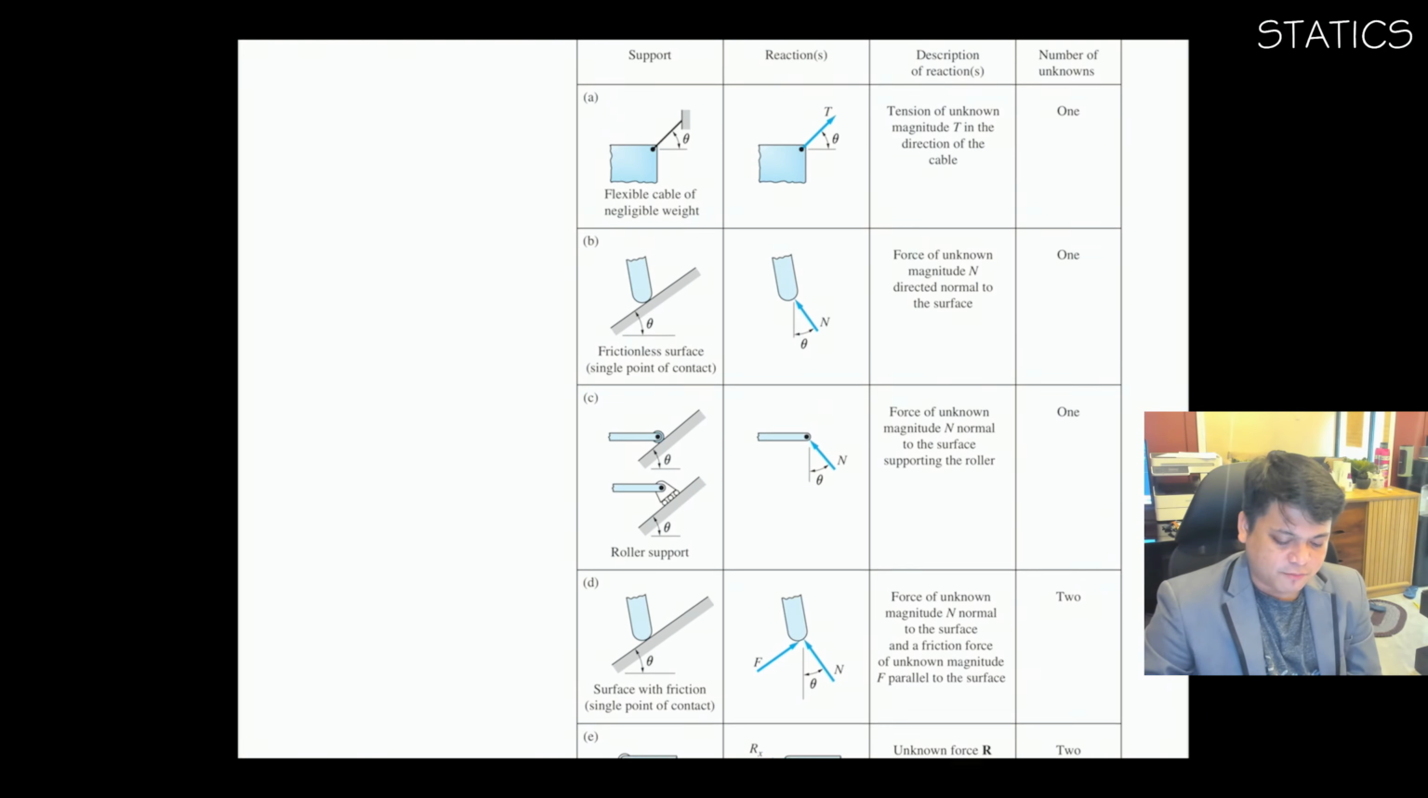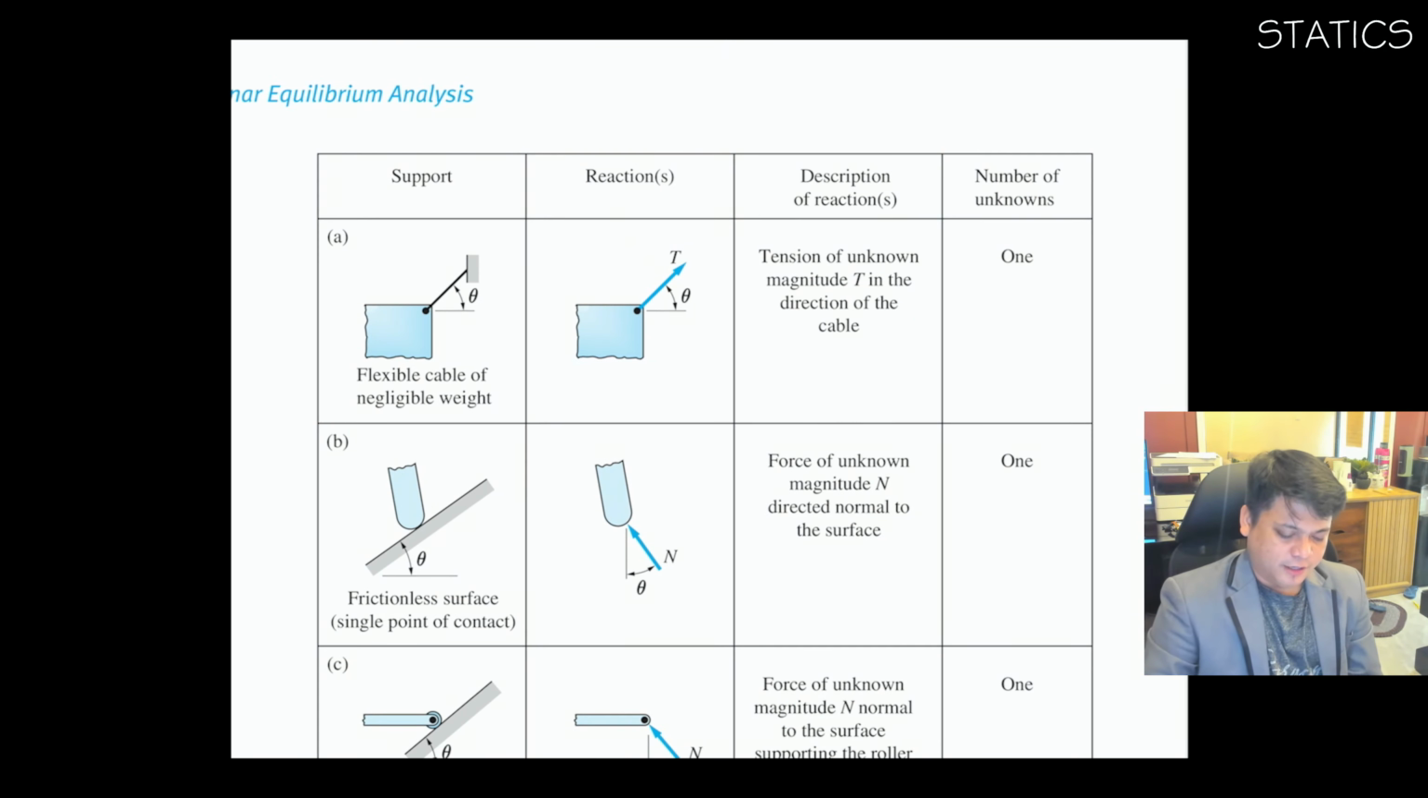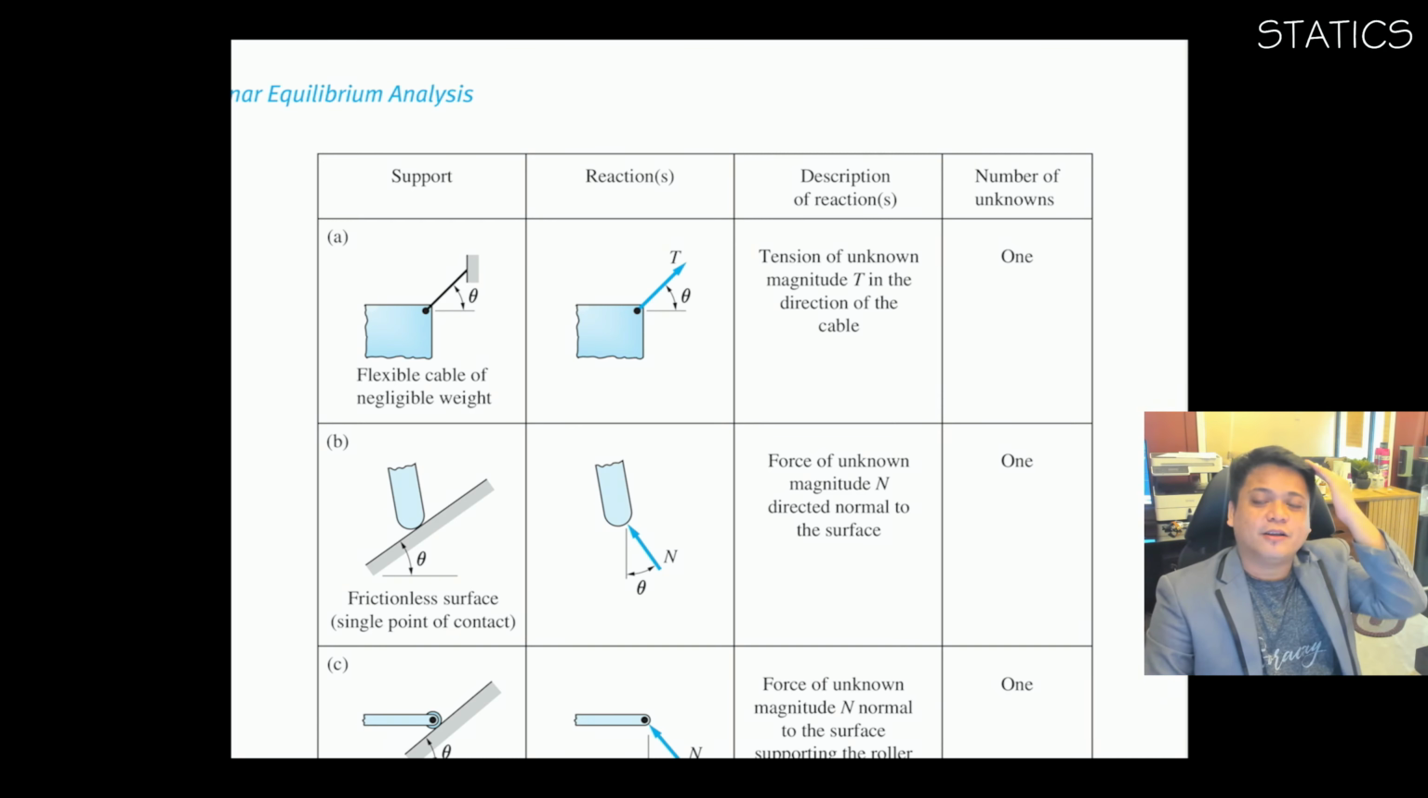So in our book, we can have different kinds of support. The first one is a flexible cable, of negligible weight. Later on, our cables, for example the wires of Meralco and PLDT, the big wires, have weight, and we will consider that soon. But for now, in coplanar forces, we assume that our tensions or cables are always of negligible weight.